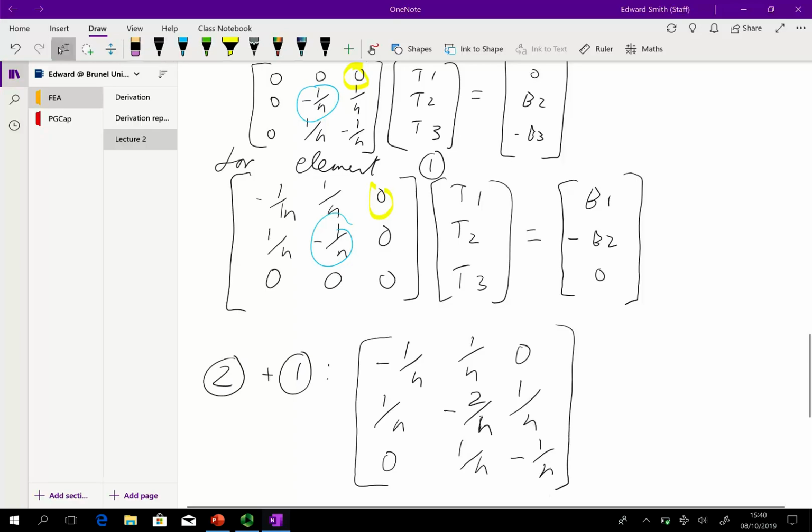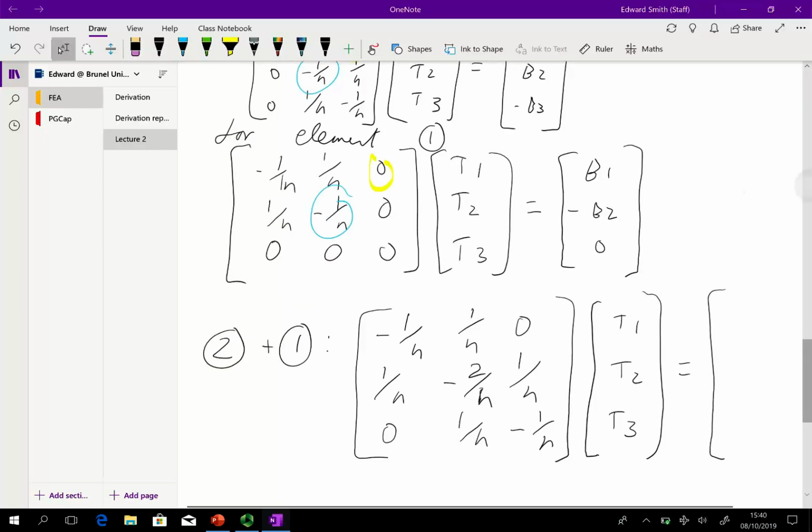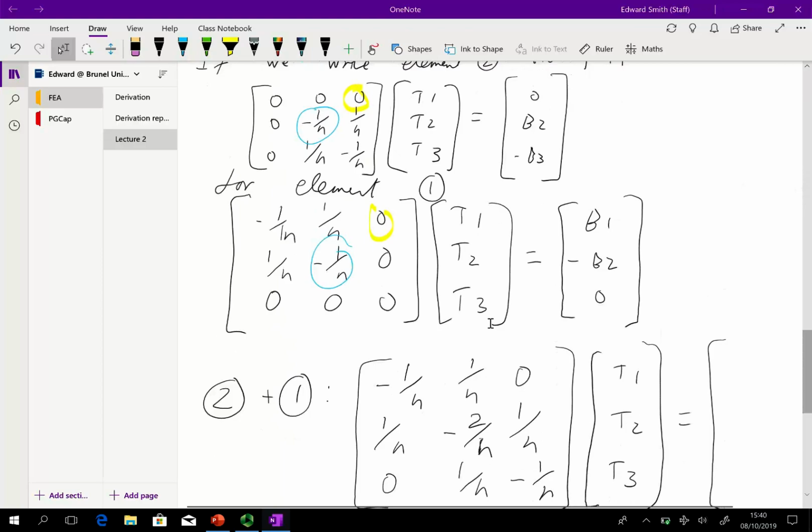So this is what's normally called assembling together a matrix of global equations. We've written the expression for the individual elements 1 and 2, and what we're doing now is adding together the equations for 1 and 2 just to get a matrix that's valid for both element 1 and element 2. And so what happens then if we do that on the right hand side is we have b1 plus 0, we have b2 minus b2, and we have minus b3.